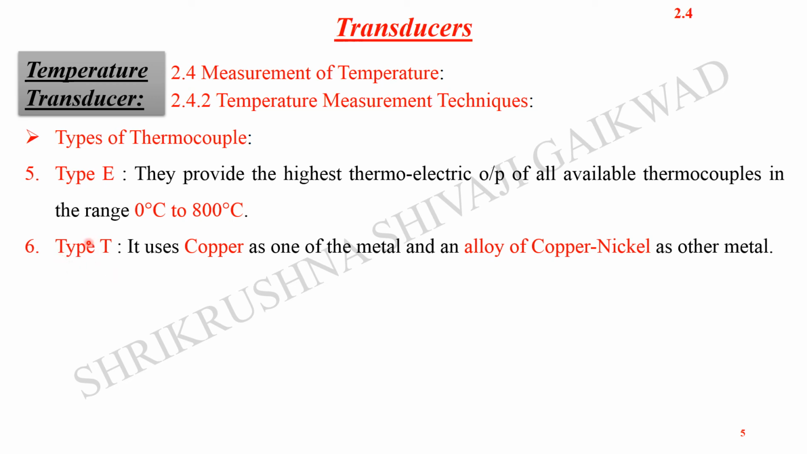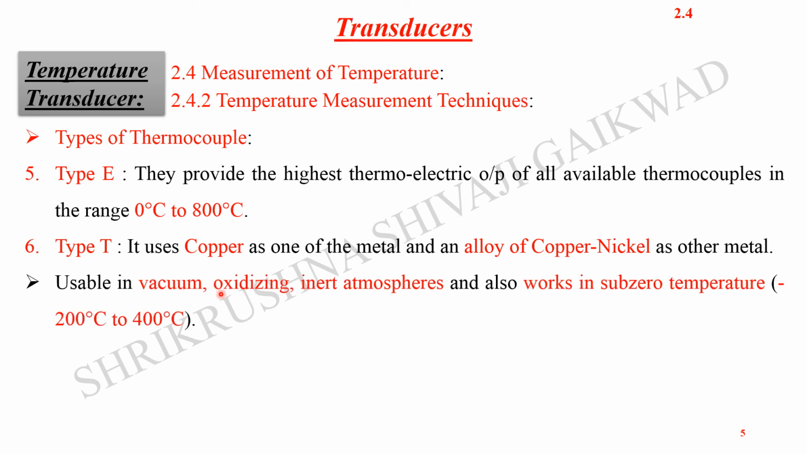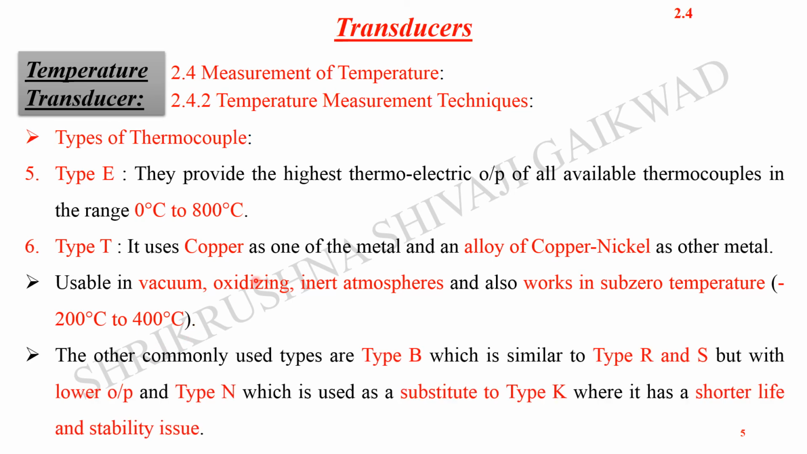Then the next type is the type T, which uses copper as one of the metals, and the other as an alloy of copper nickel elements. These are usable in vacuum, oxidizing, and inert atmospheres, and also work at sub-zero temperatures. If we require temperatures below 0 degrees Celsius, then this type of thermocouple is useful, from minus 200 degrees Celsius to plus 400 degrees Celsius.